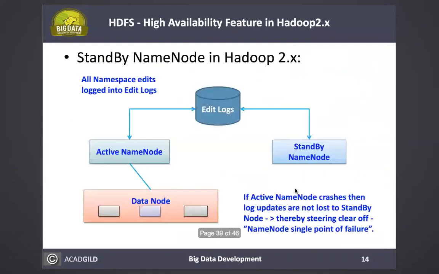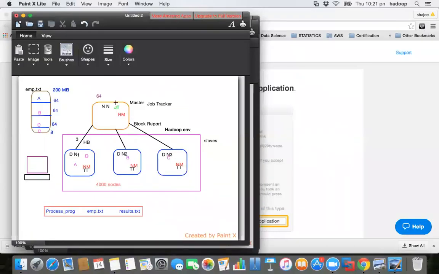Basically what has happened over here is the job tracker's overburdening is being controlled by the resource manager. The resource manager takes care of only picking up which particular location this process program needs to be placed. It will find out from the node manager where exactly this particular data is sitting, take this process program, and just put it in data node 1, data node 2, and data node 3. That's all he does.